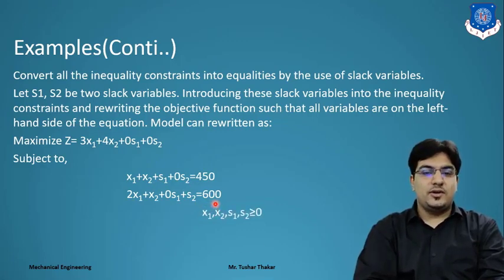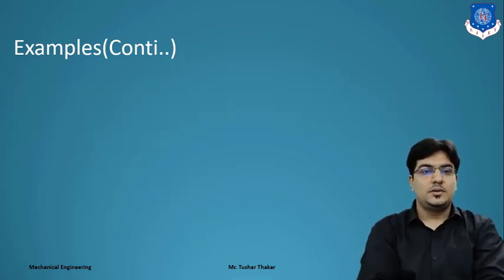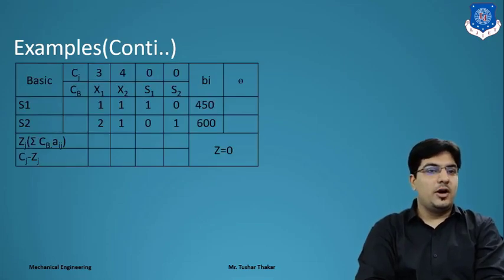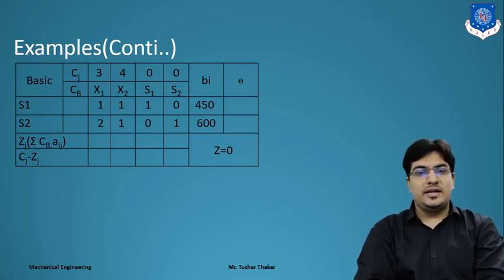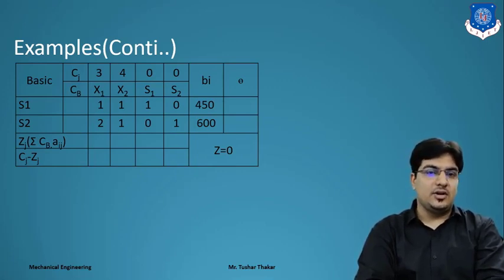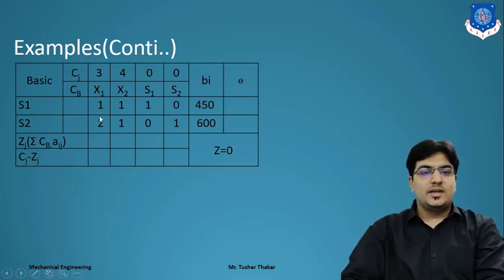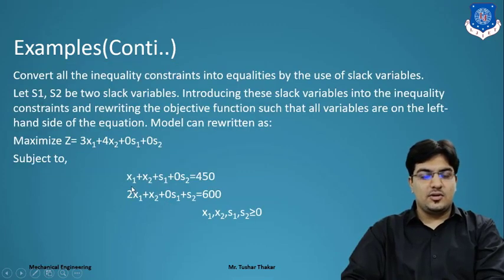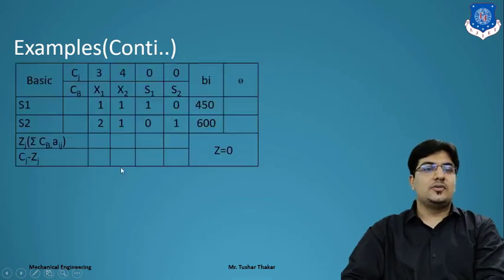In the next step, all four variables are non-negative variables. First we have to make a table with the columns Cj, Cb, basic variables s1 and s2, and beta i, the right hand side value of the equation. We write the coefficients of the equations for x1, x2, s1 and s2: in the first equation 1 1 1 0, and in the second equation 2 1 0 1.